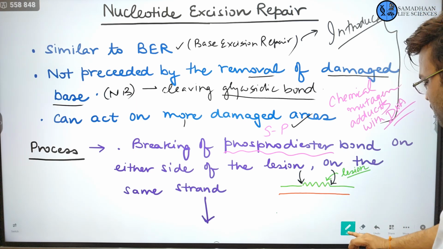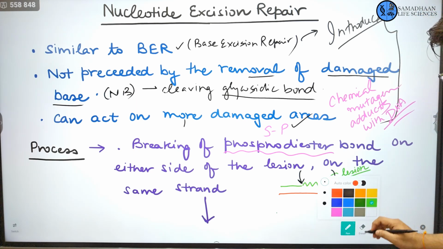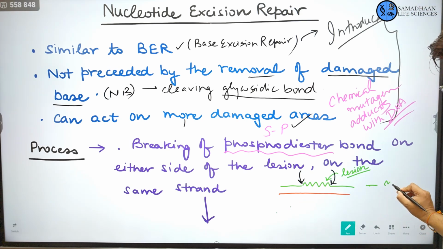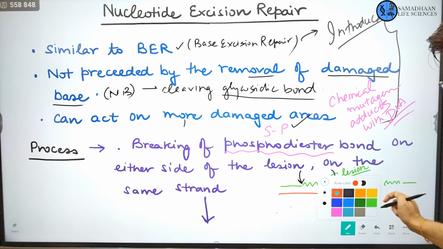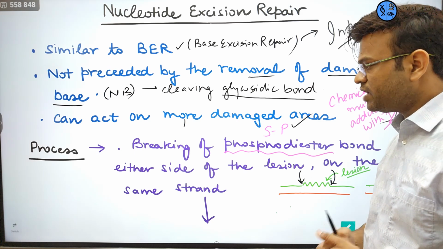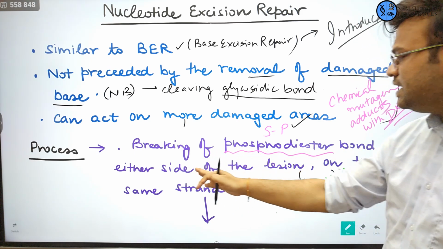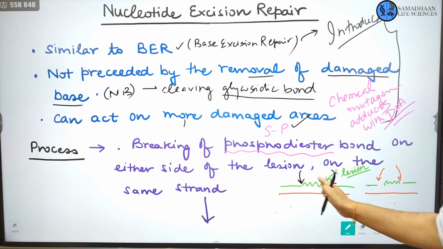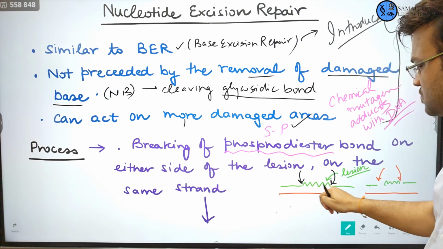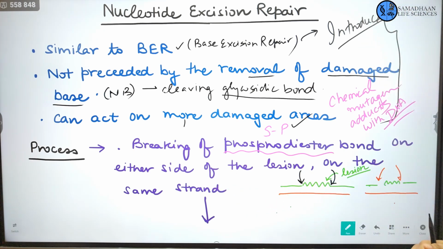So what we will be left with is something like this. This would be what is left, and this would be the original, larger strand that we were looking at. You can see that the bonds have been broken over here. There is no bond present here, which means the sugar phosphate bond has been broken on both sides of the lesion, on the same strand. This was the problematic strand. On this strand only the bonds have been broken.